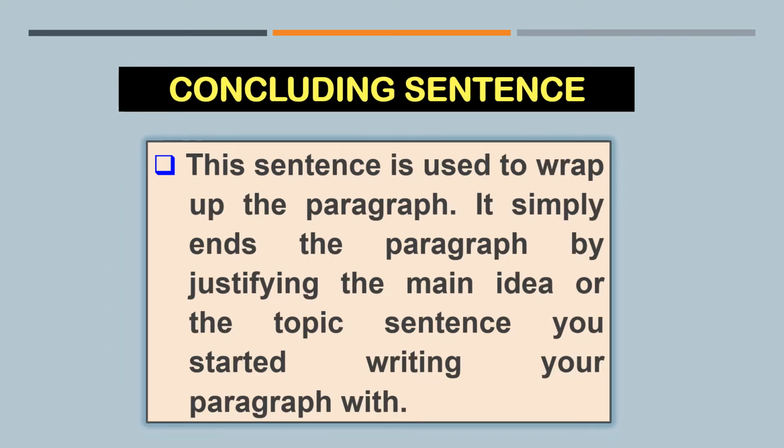And finally, the third part of your paragraph, which is your concluding sentence. This sentence is used to wrap up the paragraph, meaning it concludes your paragraph, it ends your paragraph. It simply ends the paragraph by justifying the main idea or the topic sentence you started writing your paragraph with. So if you have started writing your paragraph with a certain theme, then your last sentence should also talk about the first line of your paragraph, trying to justify the first line of your paragraph. I will explain this to you with an example.